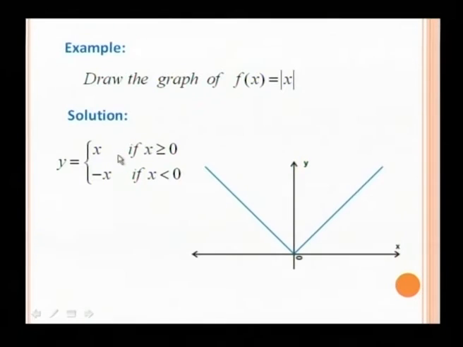As I explained, for all the values of x which are greater than 0, we have the function value y is equal to x, and for all the negative values of x which are less than 0, we get the function value as minus x. In this way, we get the graph like this.